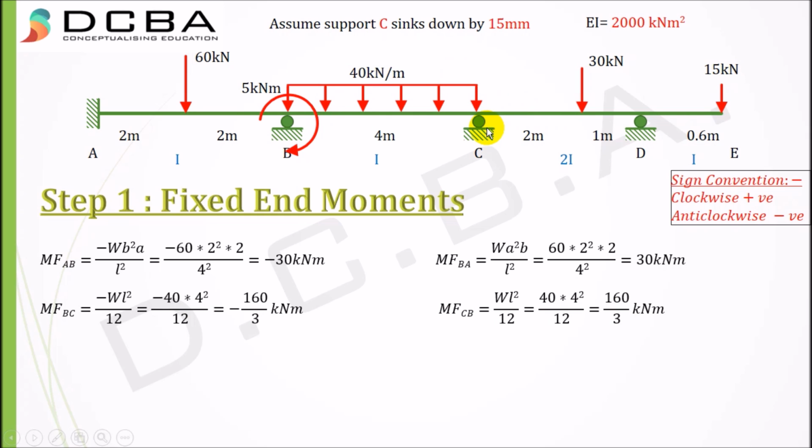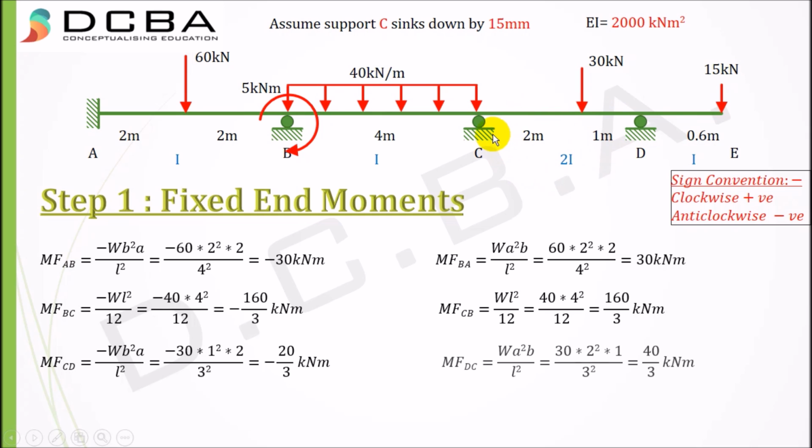Then comes MFCD, which is again minus W B square A by L square, and here W is 30, so minus 30 into 1 square, this is B, this is A, and L is 3, into 2 by 3 square, equal to minus 20 by 3. And MFDC is W A square B by L square, equal to 30 into 2 square into 1 by 3 square, equal to 40 by 3 kilonewton meter.